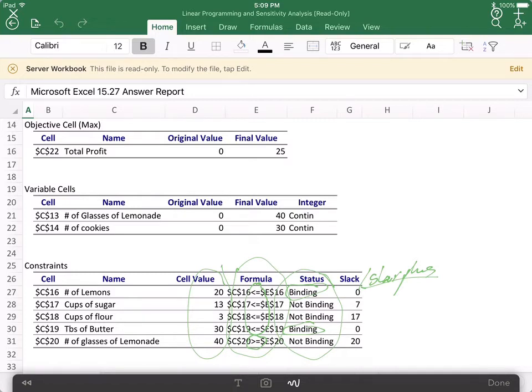So we're using everything. We used all of our lemons and all of our tablespoons of butter. And then we have our non-binding constraints, where we actually have a slack or a surplus. So again, as we mentioned before, we've got the slack of 7 cups of sugar and 17 cups of flour, and the surplus of 20 glasses of lemonade, because we said we wanted to produce a minimum of 20 glasses, but we actually produced 40.